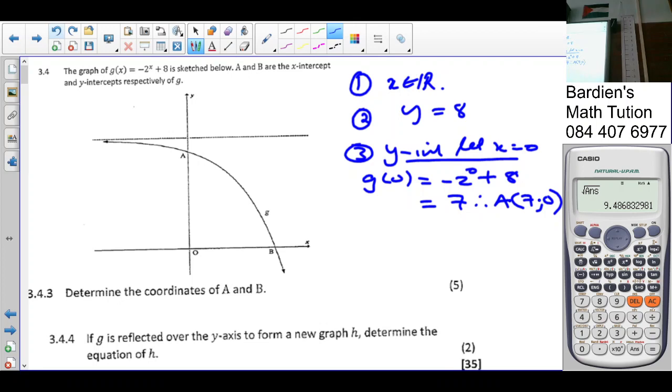You all okay with that? Let's look at B. B is your x-intercept. Okay, sorry, my mistake.